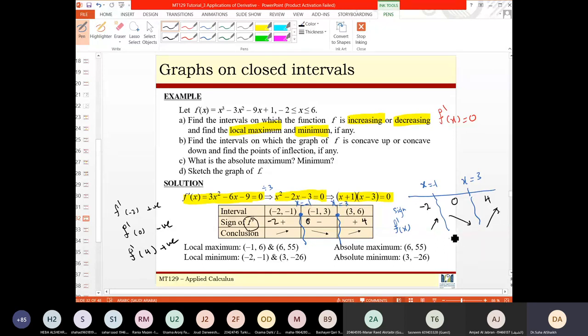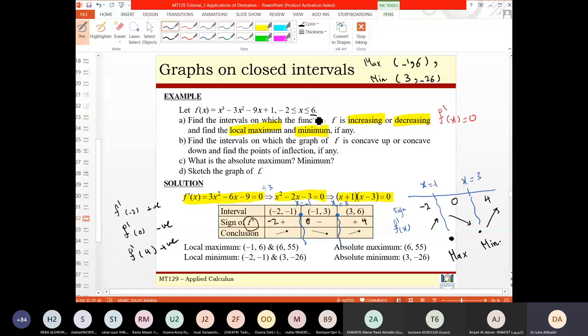So this point, x equal to minus 1, is it maximum or minimum? It's max. It's clear: up and down, a peak. Top, it's max. This point here, it's a minimum. So I got 2 points now. The first point is minus 1 and its y is 6, and the other point is 3 and minus 26. We say this is a max and this is a minimum.